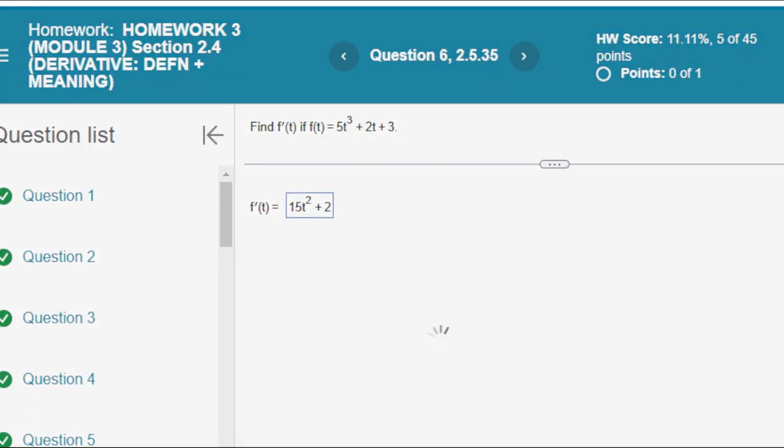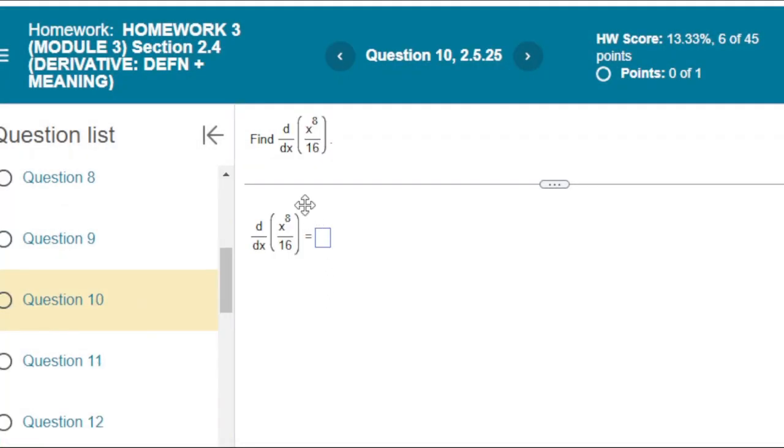(15t squared plus 2). Okay, now what about this one? Now, this notation is a little bit different. It says, find d dx of this. This is just another way of saying find the derivative of this function.